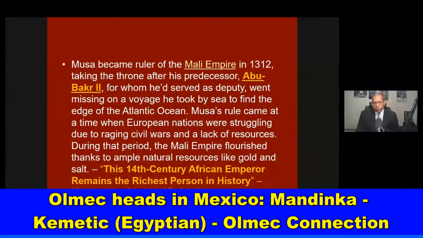Now, this is extremely important right here. Mansa Musa's rule came at a time when European nations were struggling due to raging civil wars and a lack of resources. Okay, so Europe was dealing with poverty, famine, disease, civil wars, things like this, while West Africa is thriving, while the Mali Empire is thriving. During this period, the Mali Empire flourished thanks to ample natural resources like gold and salt.